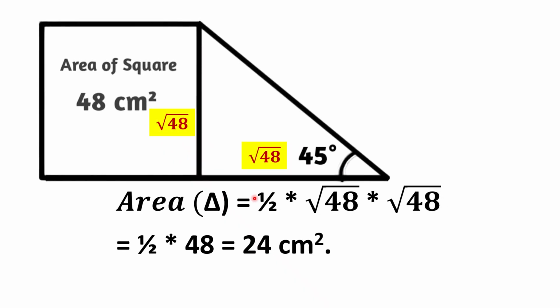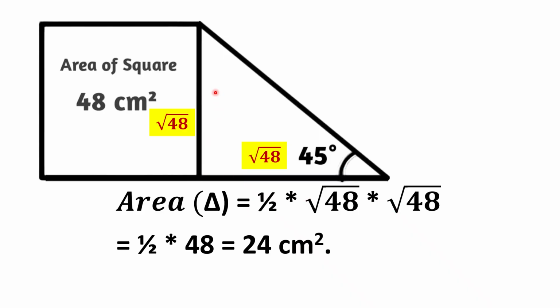Now, area of triangle is given by half into altitude into base. So that is half into root 48 into root 48. Root 48 into root 48 will be 48, and half of 48 is 24.